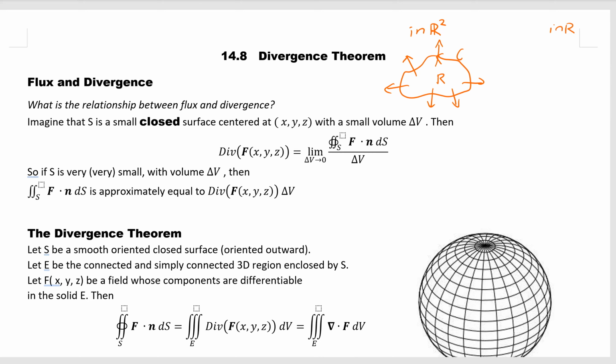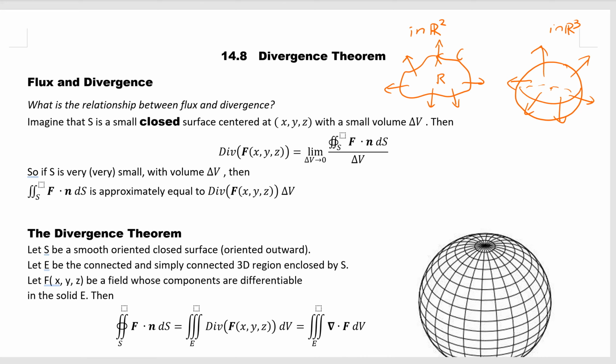But in R3, instead of a curve, we cannot say the vector field goes across a curve. That's not defined. But we can talk about the vector field going across a surface. The easiest example, we can think about a ball, right? A ball is a surface. Then how much vector field is going across the ball? That is the flux integral, the flux surface integral. And that also measures how much vector field is flowing out from the point, right?